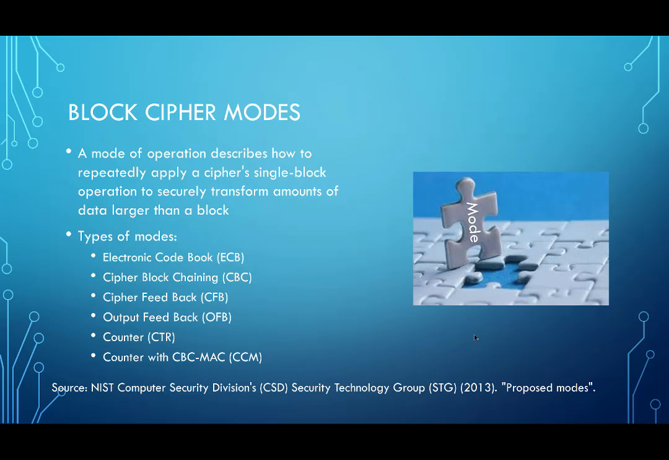The last piece of the block cipher puzzle is the modes. A mode of operation describes how to repeatedly apply a cipher's single block operation to securely transform amounts of data larger than a block. Some of these modes are more secure than others. The possible modes for block ciphers are electronic code book, cipher block chaining, cipher feedback, output feedback, counter, and counter with CBC MAC.